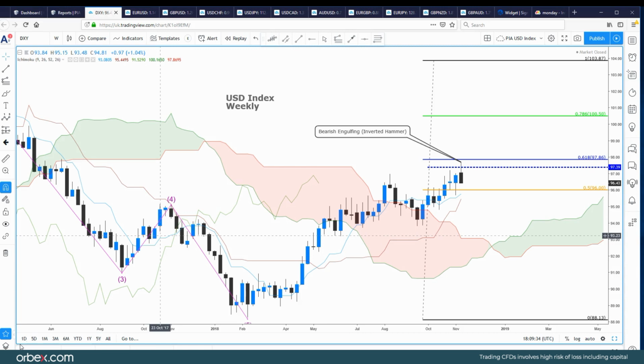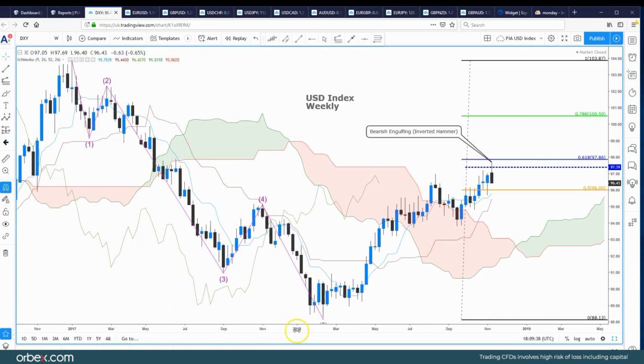We mentioned in last week's report that we had a Fibonacci confluence area. We've basically seen a 5-wave move to the downside on this larger time frame, and then a 5-wave move to the upside. We believe we've now completed this bullish run. We had a Fibonacci confluence area, 97.39 to 97.86. We made a high of 97.69.